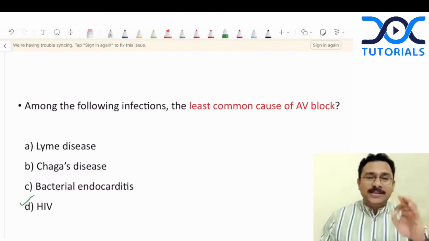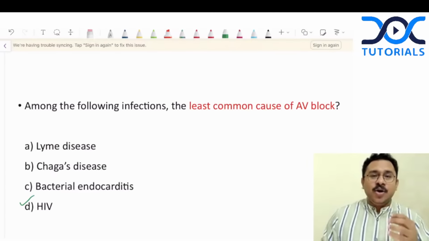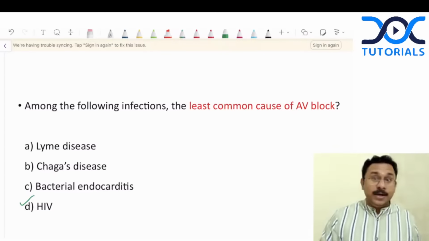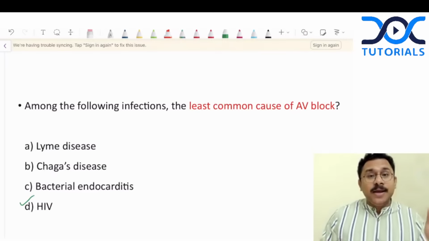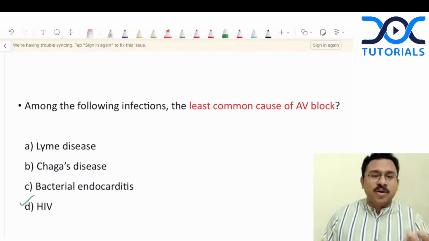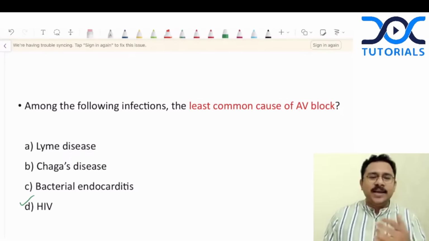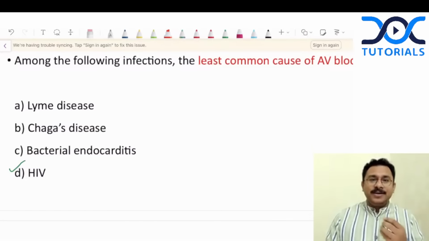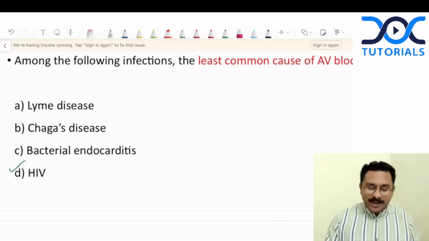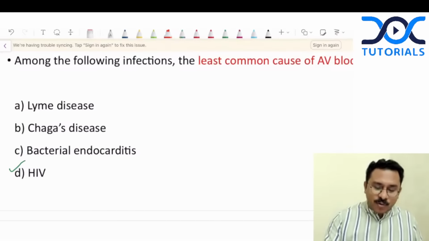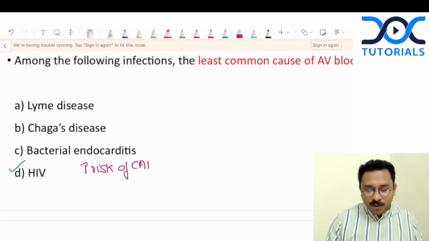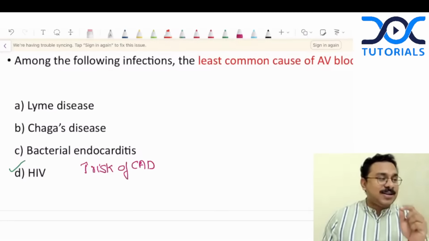HIV. Now, can somebody tell me in the comment section, what is the impact of HIV on the cardiovascular system? Does it affect the cardiovascular system? If it does affect, let me know in what way. Does it commonly cause an AV block? Remember, HIV would normally affect the coronary vessels, resulting in increased risk of coronary artery disease. That is number one. And also it can cause cardiomyopathy.